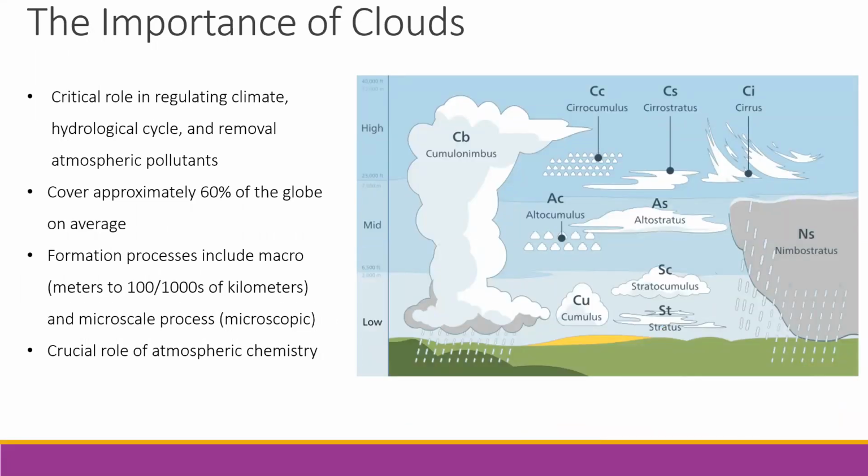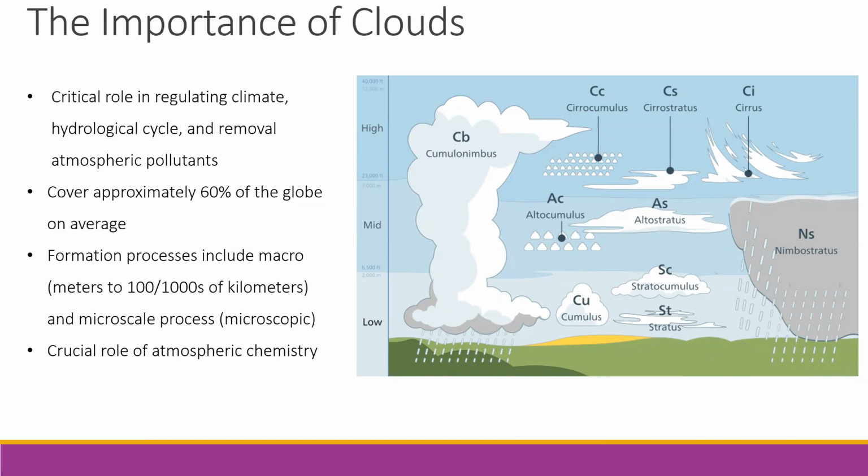To start, I think it's worth discussing the importance of clouds in the atmosphere. They play a very critical role in regulating our climate through the reflection of solar radiation. They play an important role in the hydrological cycle through precipitation and the transport of water vapor across the planet. They can cleanse the atmosphere by removing atmospheric pollutants during precipitation events. And they're ever present, as they cover approximately 60% of the globe on average. So pretty much anywhere you look, you'll find a cloud.